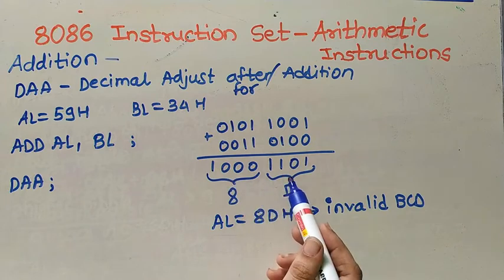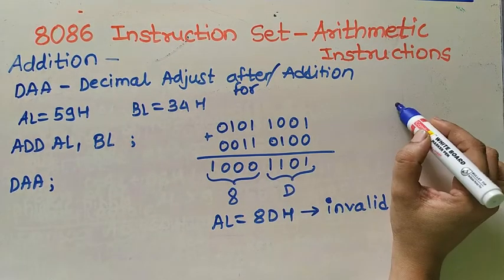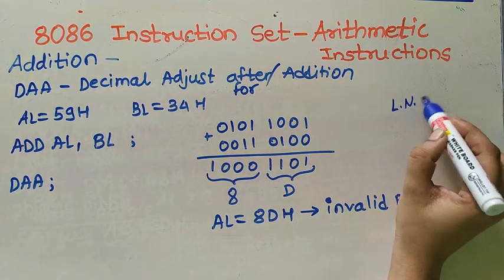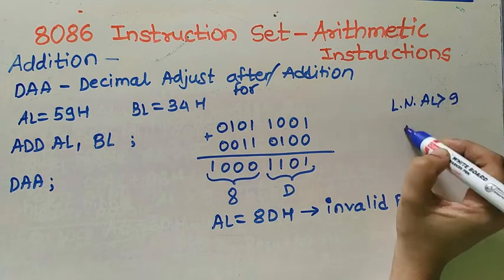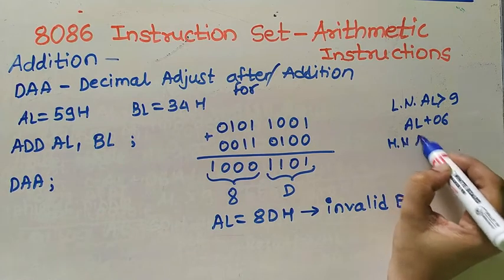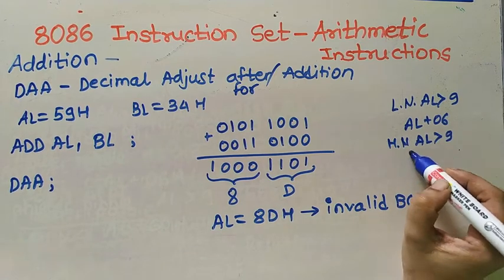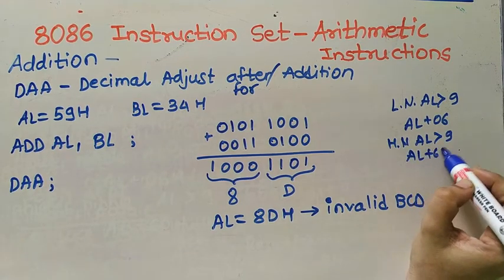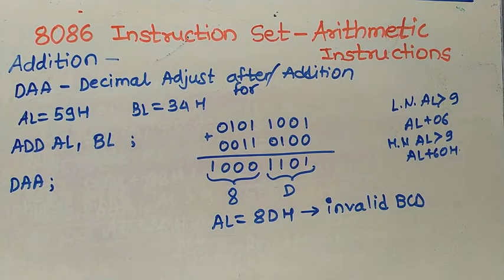If the lower nibble of AL is greater than 9, then 6 is added, and if the higher nibble of AL is greater than 9, then 60 is added into AL. Okay, that we have just seen. So here the lower nibble is greater than 9. So in this, that means 1000 1101. In this 06 is added.